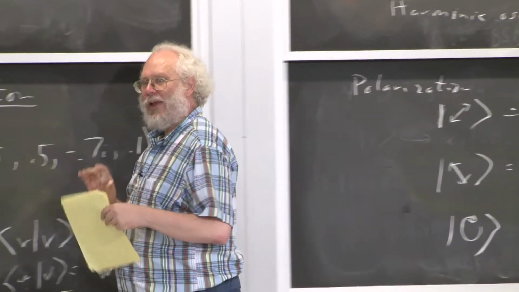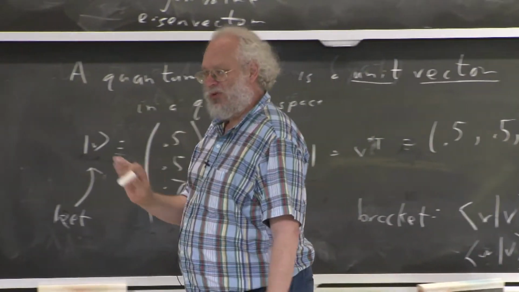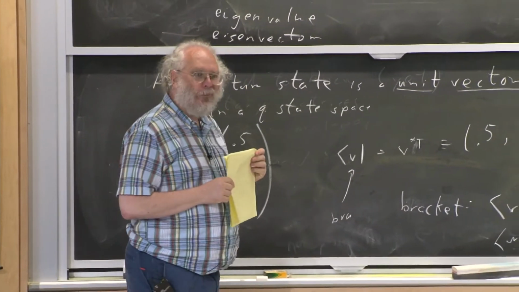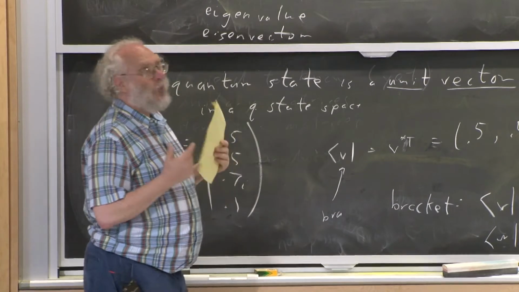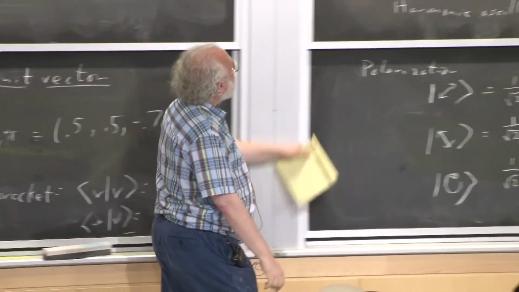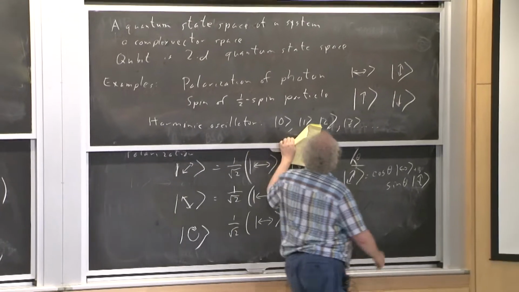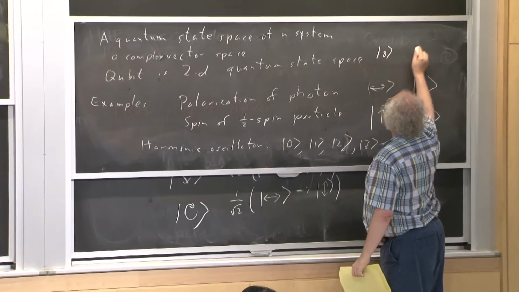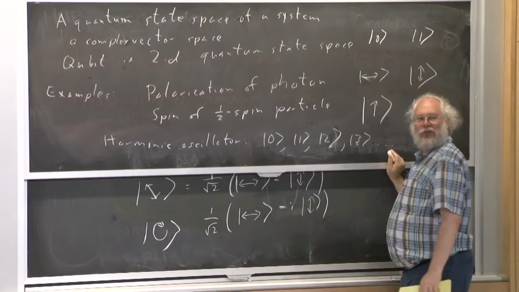The quantum state space that we will be using most of the time is just a qubit, and we will use 0 and 1 as the basis vectors.